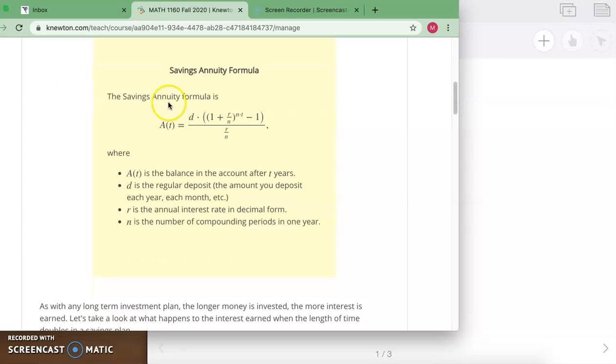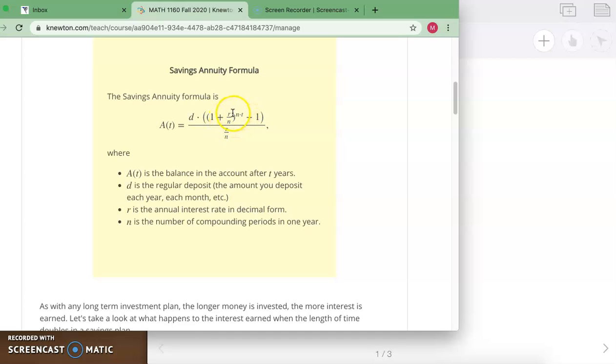This is a really good little outline because it not only gives you the formula, but it breaks down what each variable is. So here we have A of T. This is the account balance after T years, or A as a function of T. This equals D, which is your regular deposit amount each month, each year, however often you're contributing. And then inside of here, we have 1 plus R over N, all to the NT.